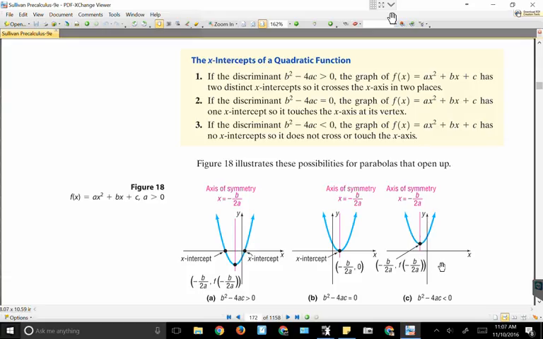And that's kind of helpful because if we know that it has to be opening up, if it's above it, and if it's below it, it has to be opening down. If it's 0, I know that the vertex is going to be on the x-intercept someplace.